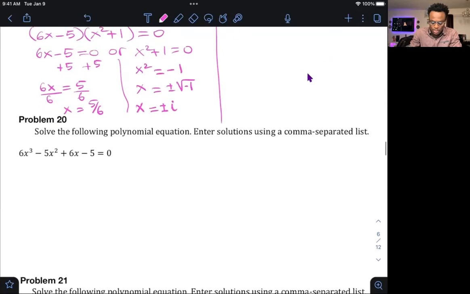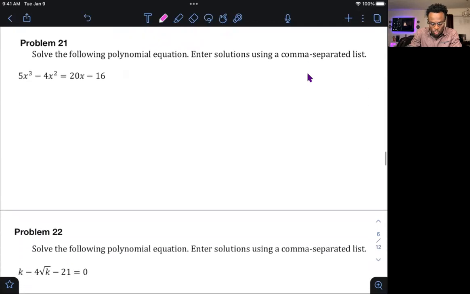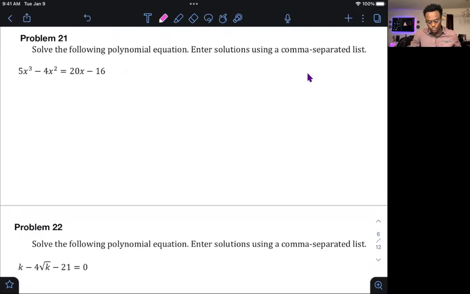This next problem is the same as number 19, so we can skip it. Let's move to number 21. Number 21 is the same thing that we did from number 19 and 18. We can just continue the same process.